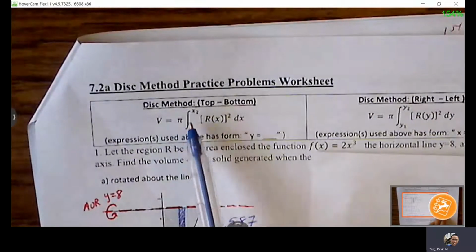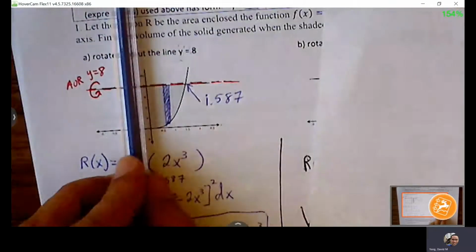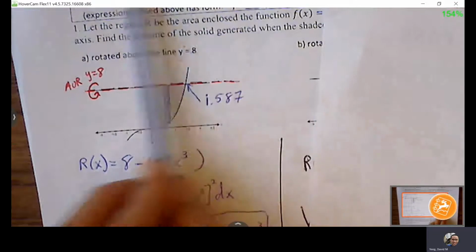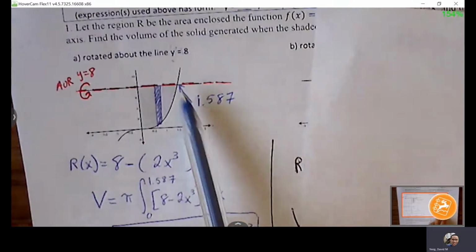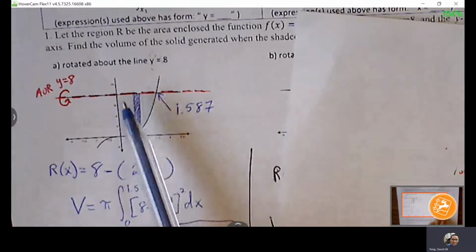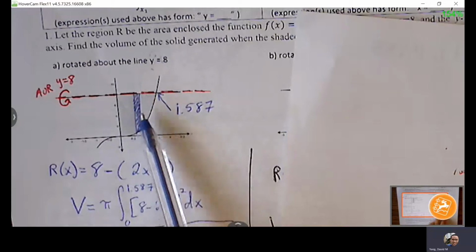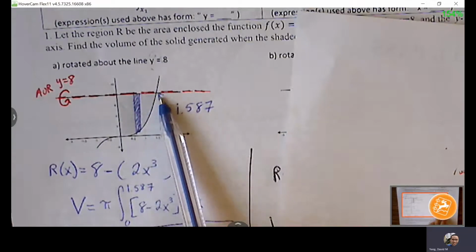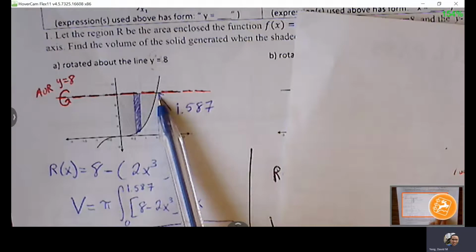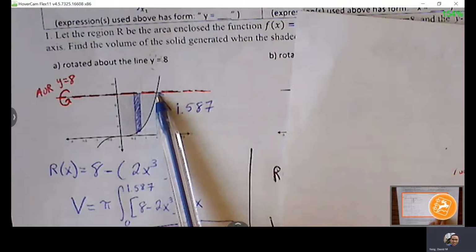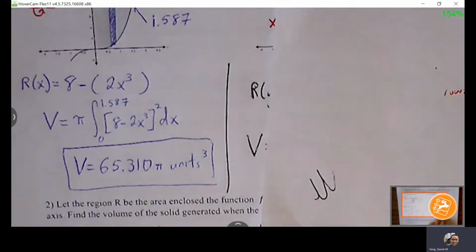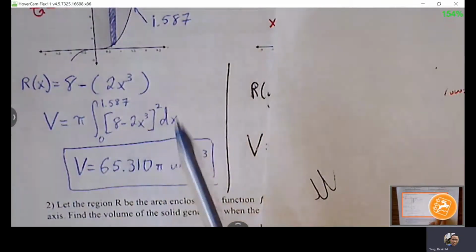Remember, our bounds, in this case, are in terms of x. So if it's in terms of x, we want to find the furthest left to furthest right. So furthest left is 0. Furthest right is wherever the intersection is between the line y equals 8 and 2x cubed. You can use numsolve in your calculator, or you can use your graphing calculator and do intersect and find that intersection. Either way you find that, and then the rest goes in your calculator.